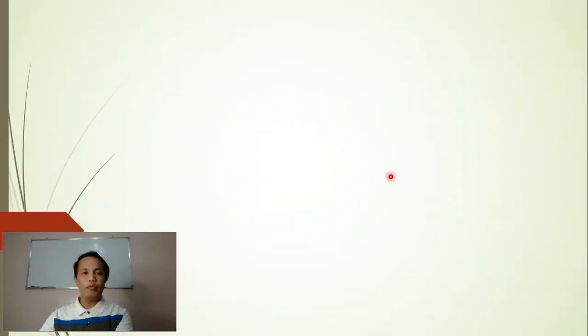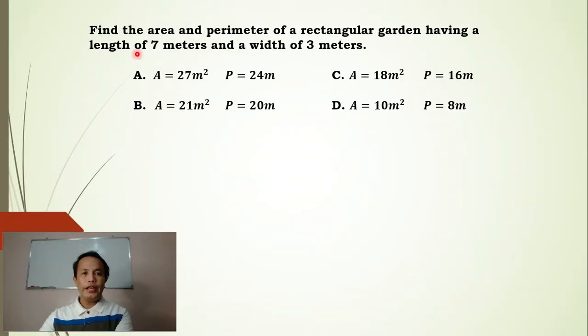Let's try to solve this problem. Find the area and perimeter of a rectangular garden having a length of 7 meters and a width of 3 meters. Letter A, area is 27 meters squared while the perimeter is 24 meters.